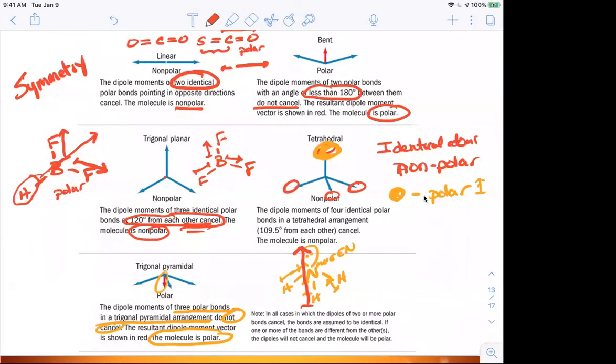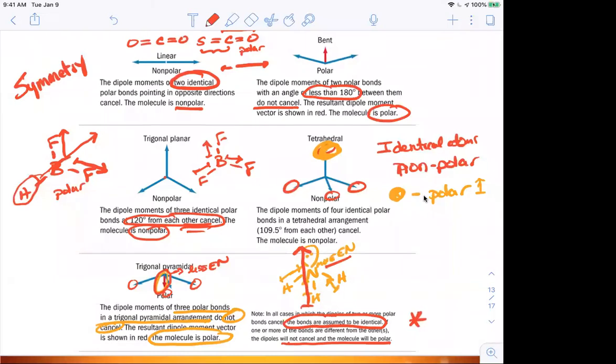But here, this resultant is just showing you what happens if this is less electronegative than these atoms out here. Here, nitrogen is more electronegative, so my dipoles are in the reverse direction. But basically, in all cases in which the dipoles of 2 or more polar bonds cancel, the bonds are assumed to be identical. If one or more of the bonds are different from the other, the dipoles will not cancel and the molecule will be polar.